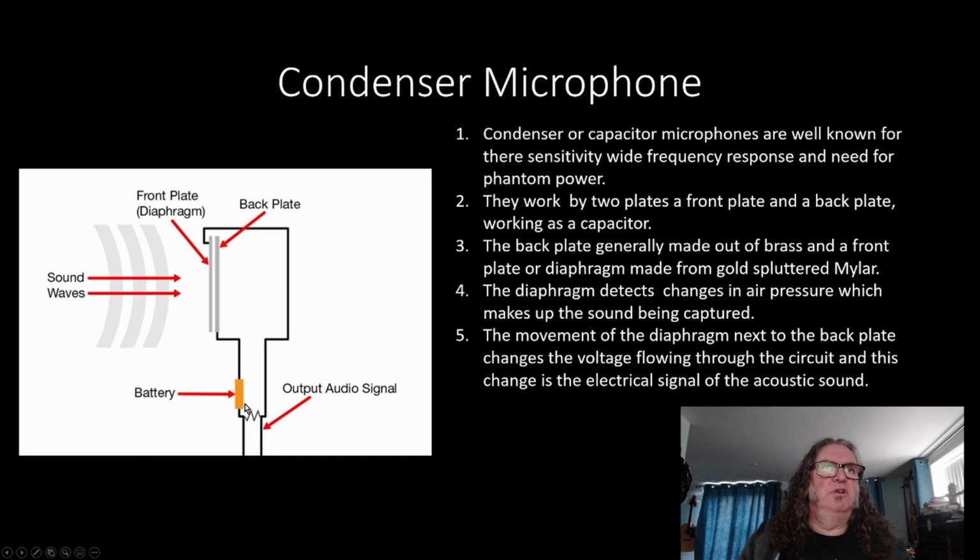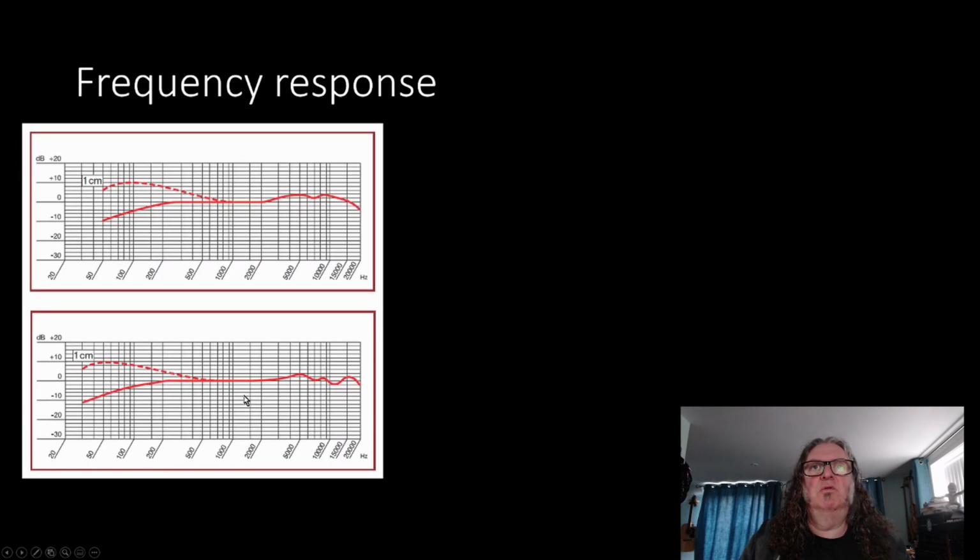So basically you've got a circuit that goes right round, and when this diaphragm, this front plate, moves closer to the back plate, we get a change in the voltage that's passing through. It's detected by a bit of circuitry. You can see there we need a battery for it to work.